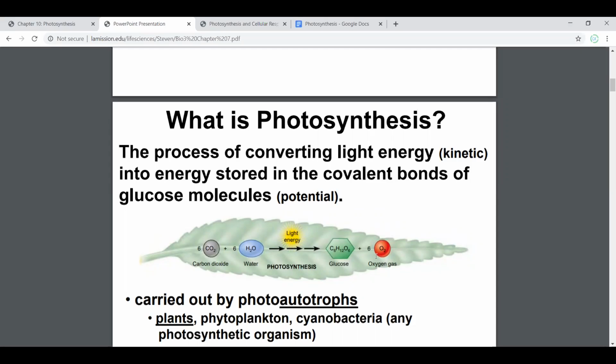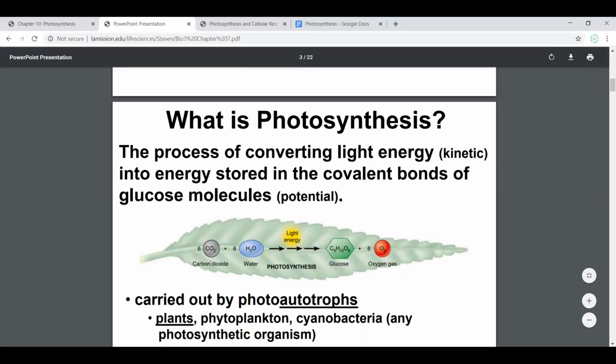Now, this equation is actually really interesting because it's the exact reverse of that of cell respiration. If you remember, cell respiration is glucose plus 6 oxygen making water, carbon dioxide, and ATP. So this is the exact reverse. We take in 6 carbon dioxide, we take in water, and we take in the light energy, and we're producing that glucose and that oxygen gas. So pretty much this is the reverse of cell respiration.